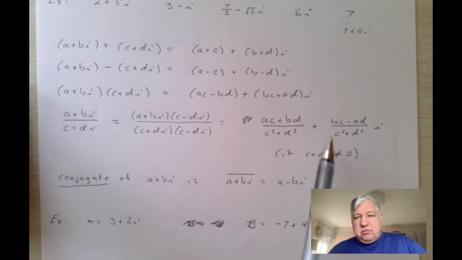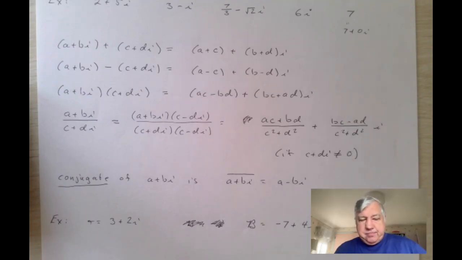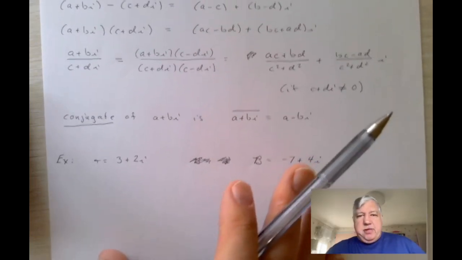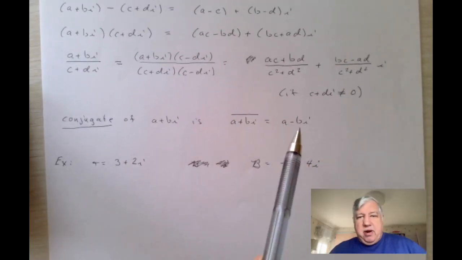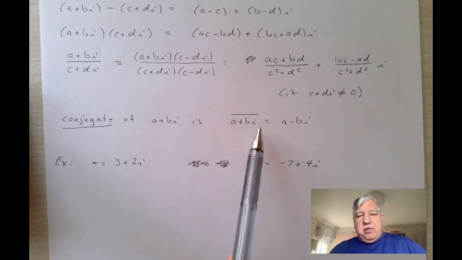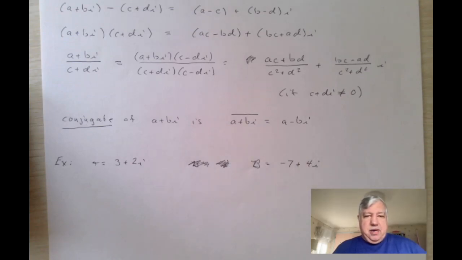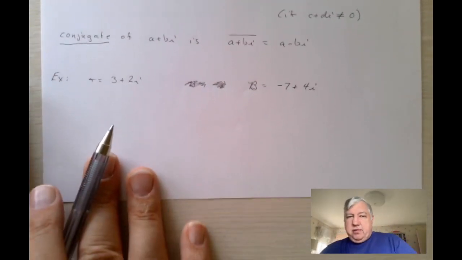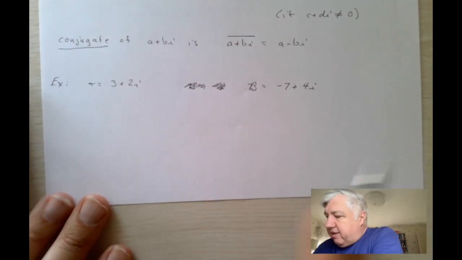We get some fraction plus another fraction times i. So that is a complex number. And remember, the conjugate is the number we get when we replace the imaginary part with the opposite of the imaginary part. So the conjugate of a plus bi is defined to be a minus bi. So just to give a real quick example of how this works.